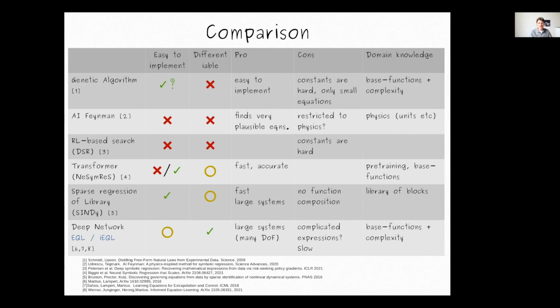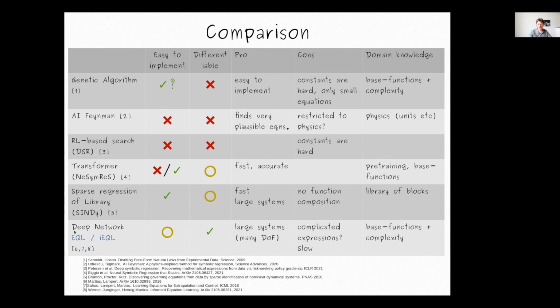They are difficult to implement, but in a way, I have here this little green thing indicating that they are pretty good once it's trained. You can just use that transformer, and then it's pretty easy. It's very fast and pretty accurate. Then we have this SINDy method, so this sparse linear regression. It's easy to implement. It's also differentiable to some extent. I don't want to go into the details now because I don't have time. And you can't do functional composition. So the library is fixed.